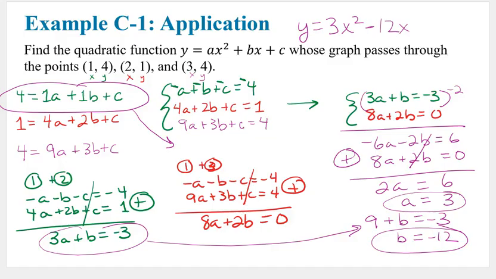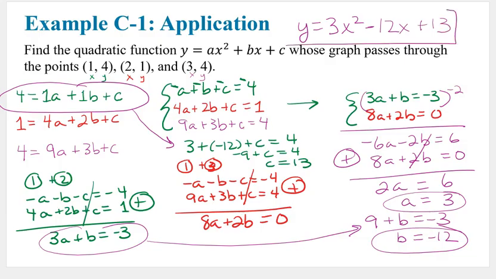So let me do that in green right here. So that would be a is 3, plus negative 12 is b, plus c equals 4. So 3 plus negative 12 is negative 9. So negative 9 plus c equals 4. Add 9 to both sides, and I get c equals 13. So my constant here will be plus 13.